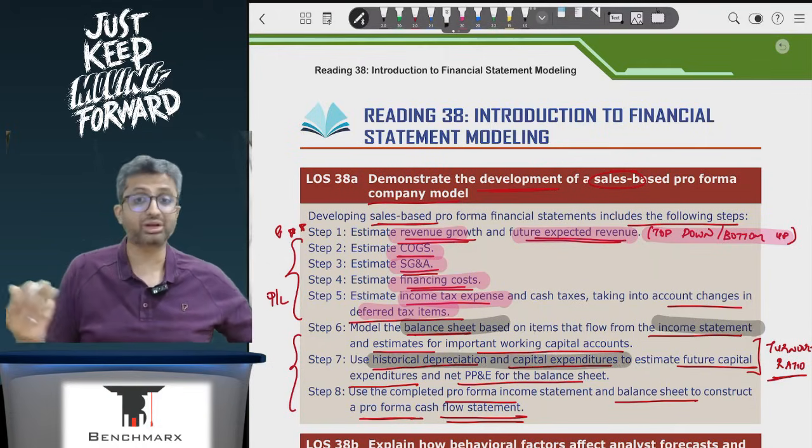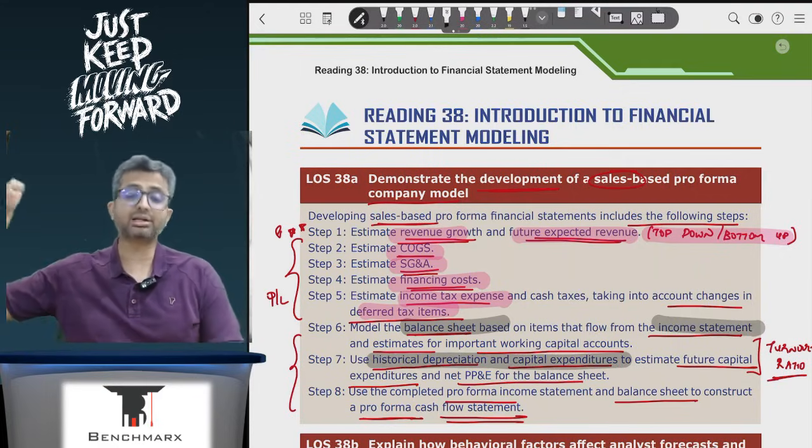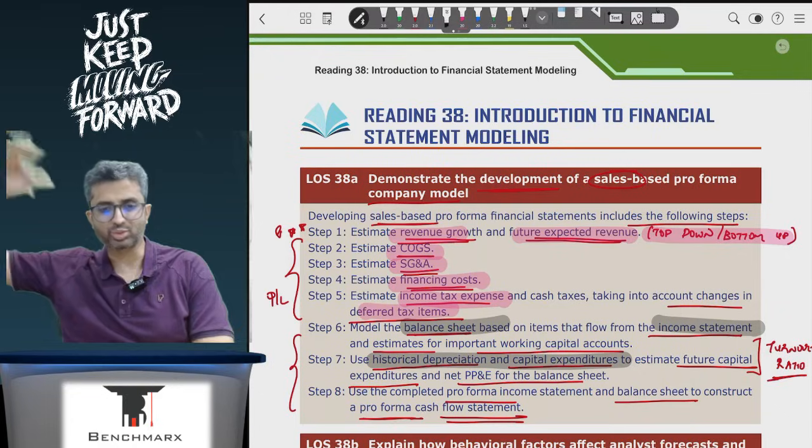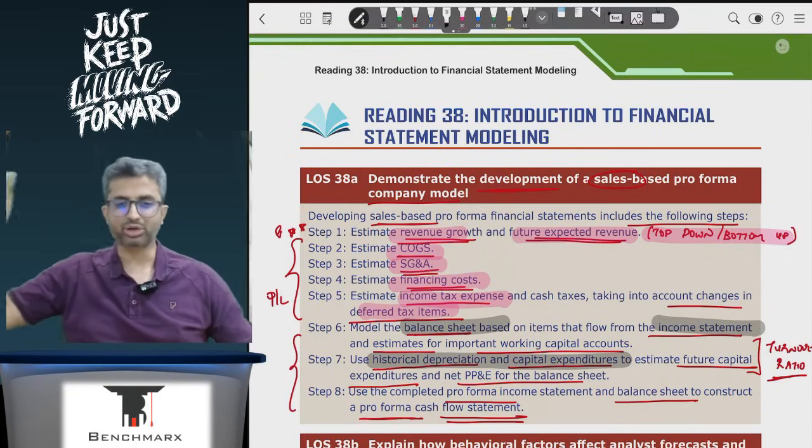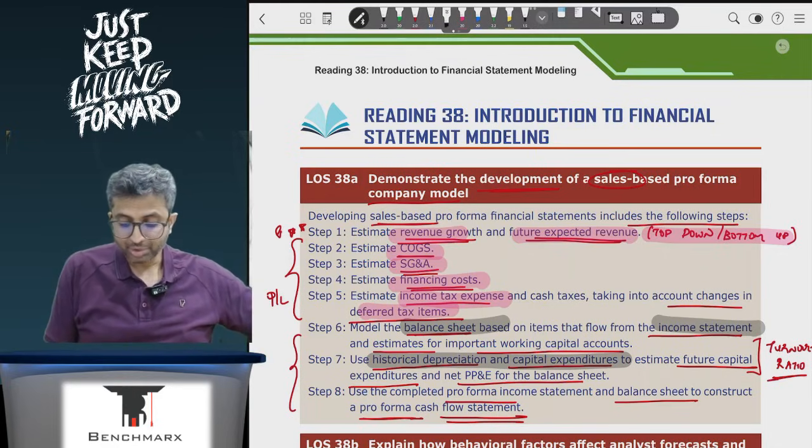Take historical depreciation and capex. Like in steady state companies, whatever is your capex will be almost similar to depreciation. So if your company is steady state, whatever is wearing out, you're replacing. You prepare a pro forma income statement and balance sheet, and then you construct the cash flow.